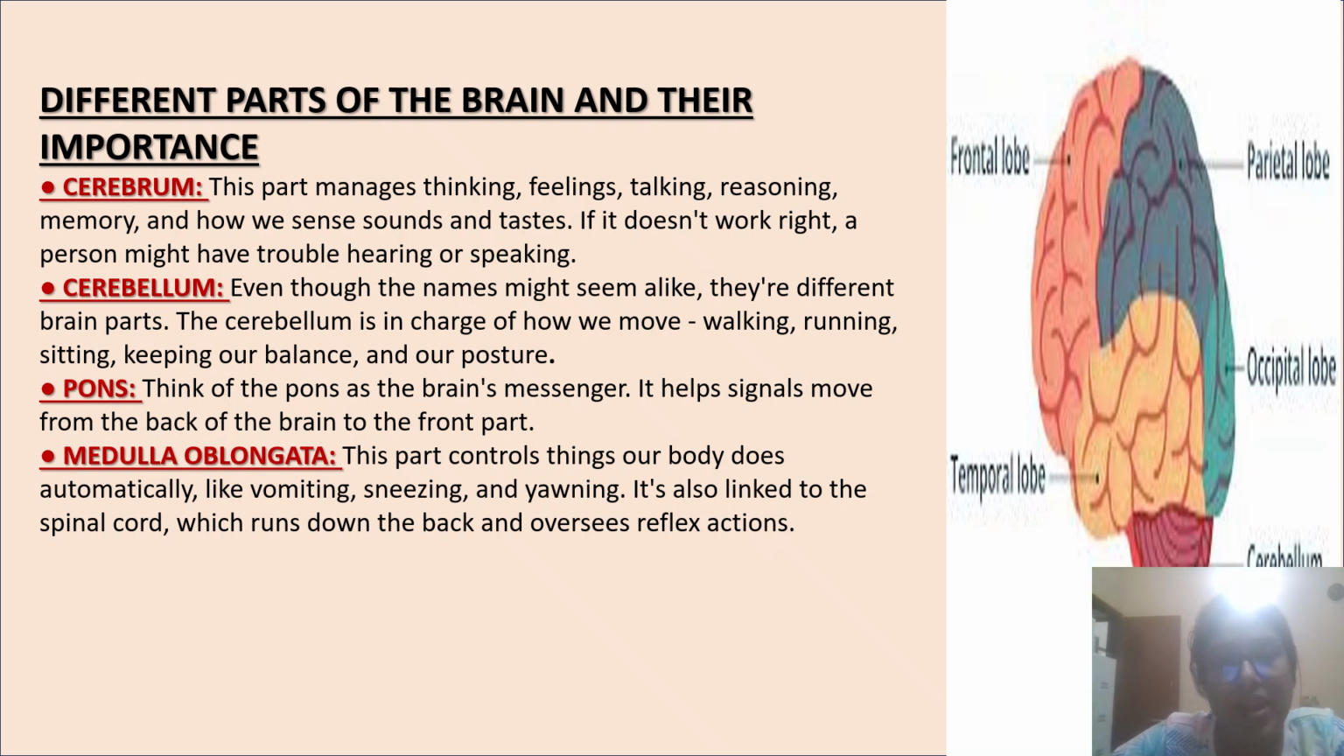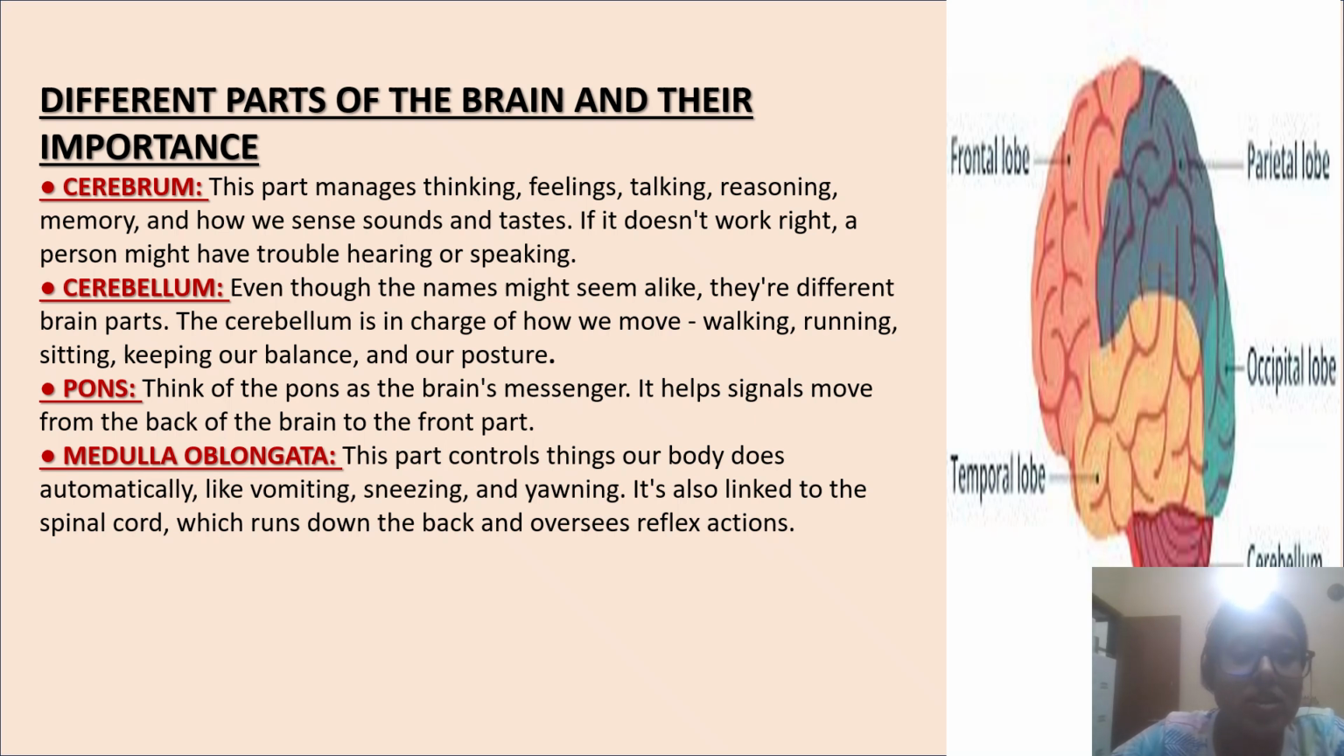Different parts of the brain and their importance. At first, cerebrum. This part manages thinking, feeling, talking, reasoning, memory, and how we sense sounds and tastes. If it does not work right, a person might have trouble hearing or speaking. Next, cerebellum. Even though the names might seem alike, they are different brain parts.